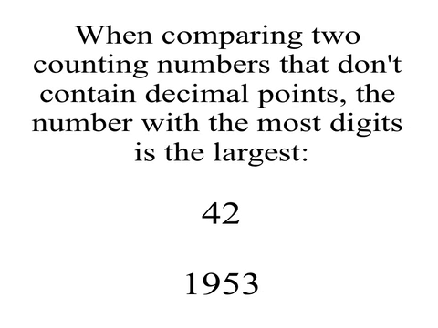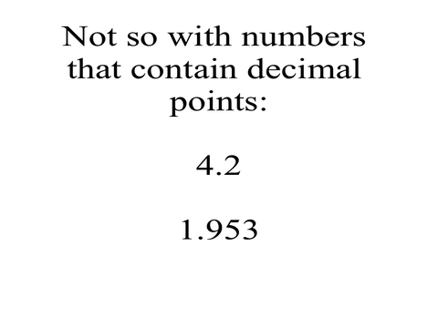When comparing two counting numbers that don't contain decimal points, the number with the most digits is the largest. Two numbers in this example are 42 and 1,953, and clearly 1,953 is the larger number. Not so with numbers that contain decimal points.